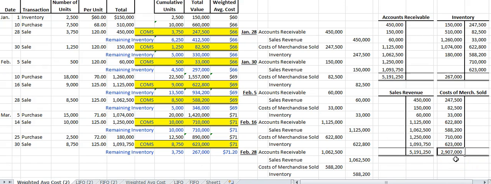Okay, so those are the three, well, there's 4 cost flow methods, and it's important that you understand how they're done. For the test, I doubt very much that I'll give you something this long to do. But I will ask questions to test if you understand the methodology and the reasoning behind each one of them. Okay? Thank you. I hope this helped.